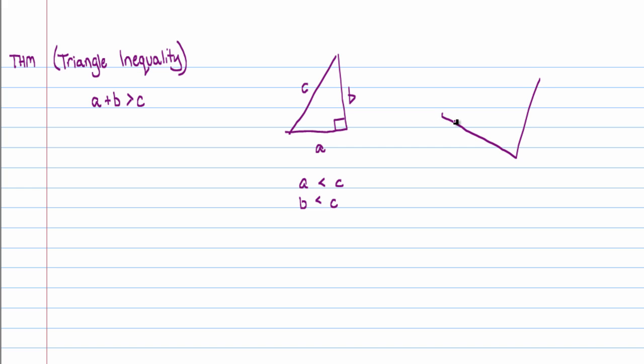Actually, maybe I should make it more distinct here. Like in this triangle, the longest side is this one, so I'll just call it C. The other two are shorter. Here's an A and a B. But it still holds that when you add the length A to the length B, that total length should be greater than C.